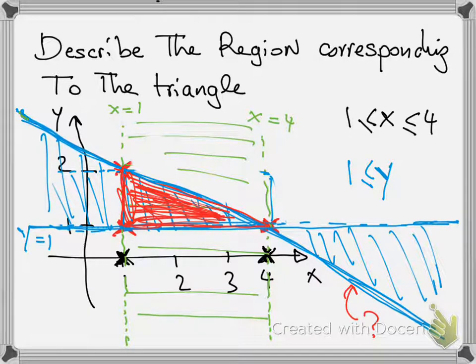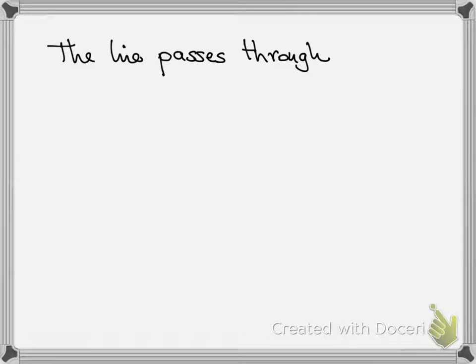Now, what's the equation of this line? Well, this line here passes through the vertices (1, 2) and (4, 1). So the equation of the line passes through (1, 2) and (4, 1), right?